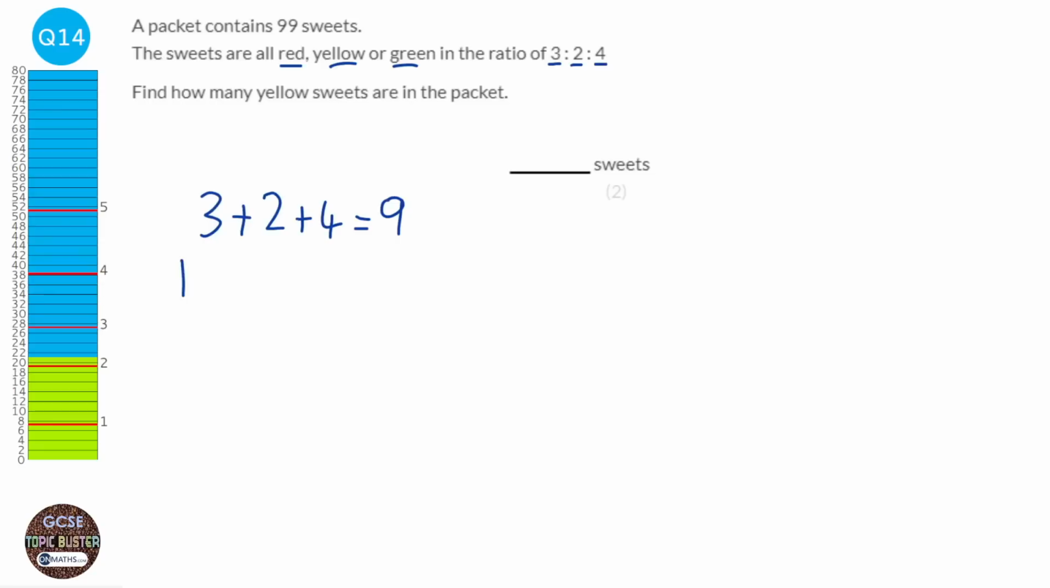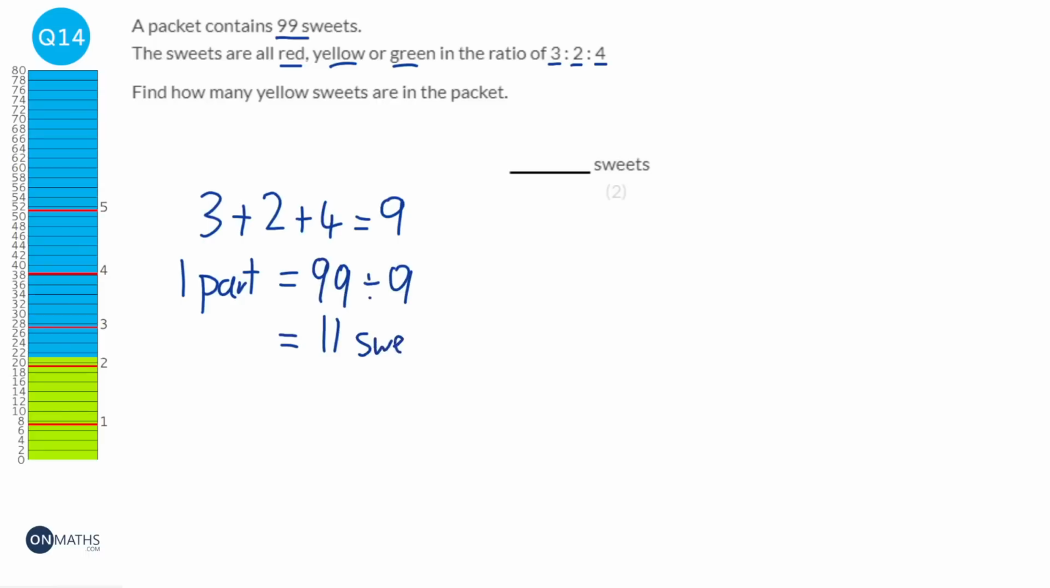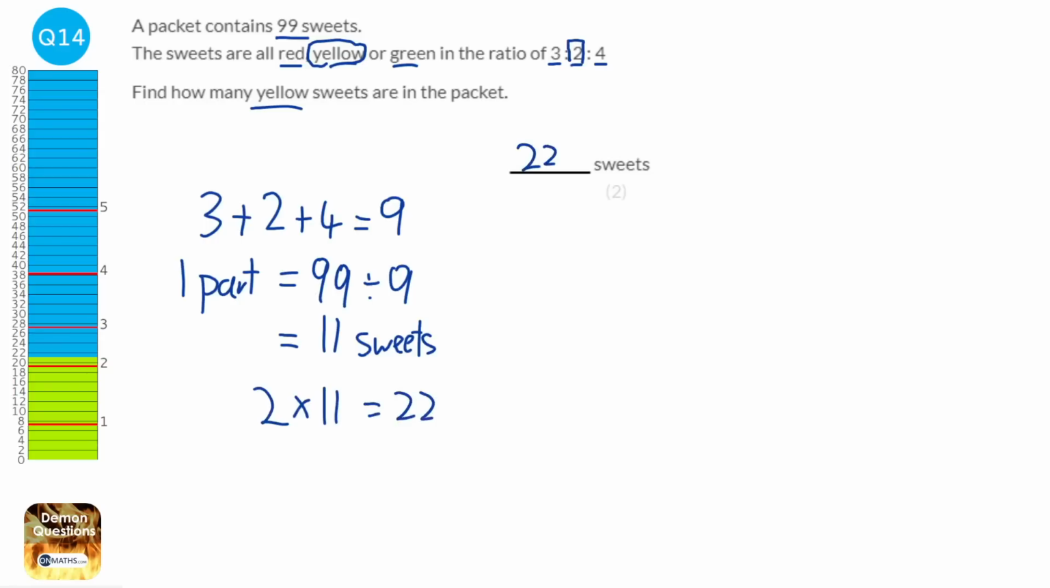Okay. But to work out what one part or one pile of sweets is worth, we're going to get the 99 sweets and divide it by the amount of piles, and that's going to be 11. So one part is worth 11 sweets. We're asked to find out how many yellow sweets, and yellow is the middle one, so it's going to be the 2. So yellow has 2 piles of 11 sweets. 2 times 11 is going to be 22, so it's going to be 22 sweets.